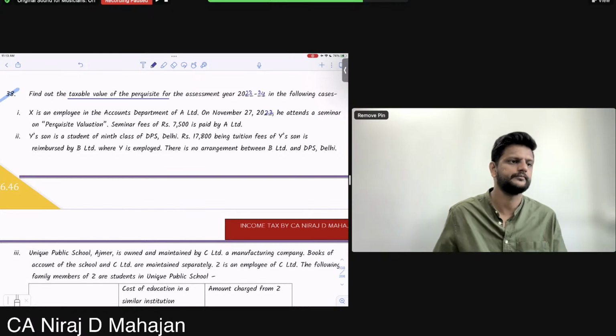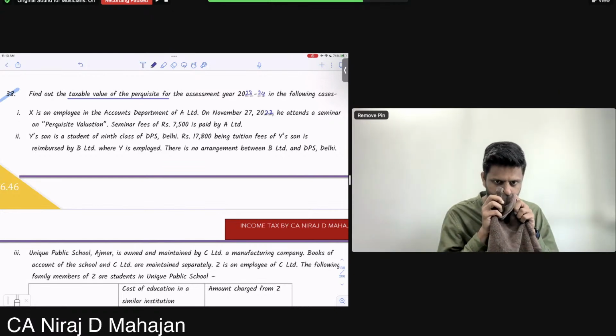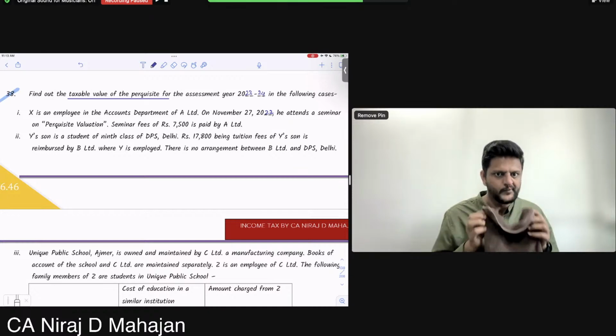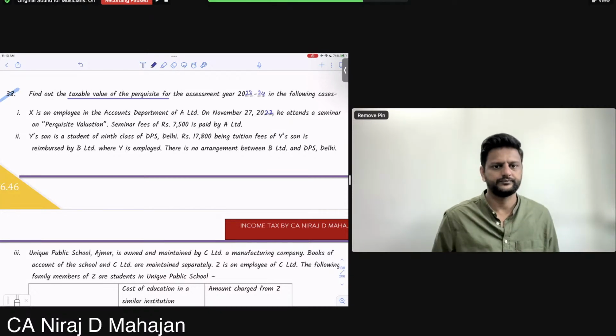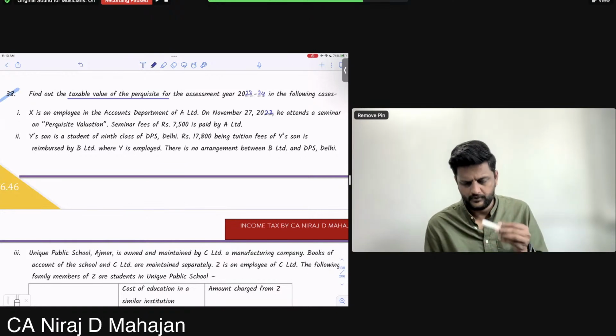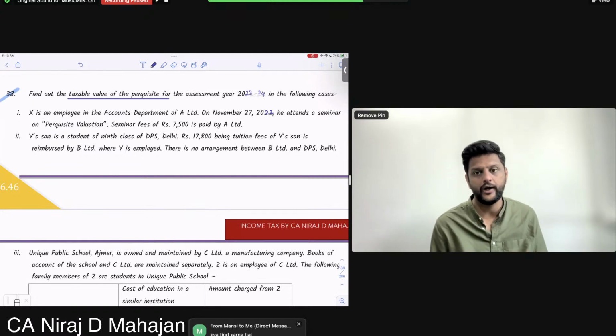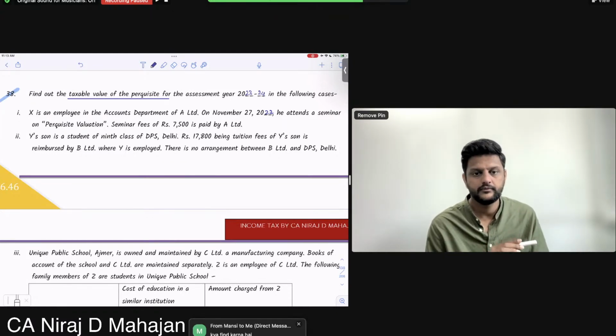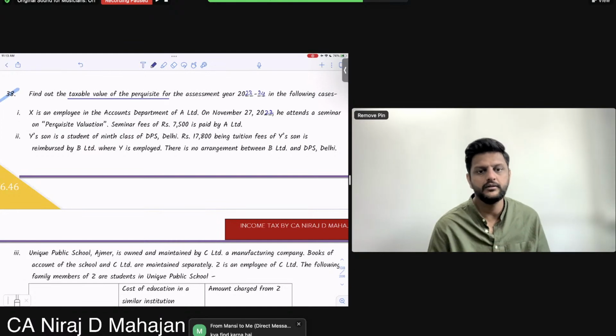Find out, children, the value of perquisite, how much is taxable and how much is not, and a reason for that. Reason means under which category you will take it as perquisite.